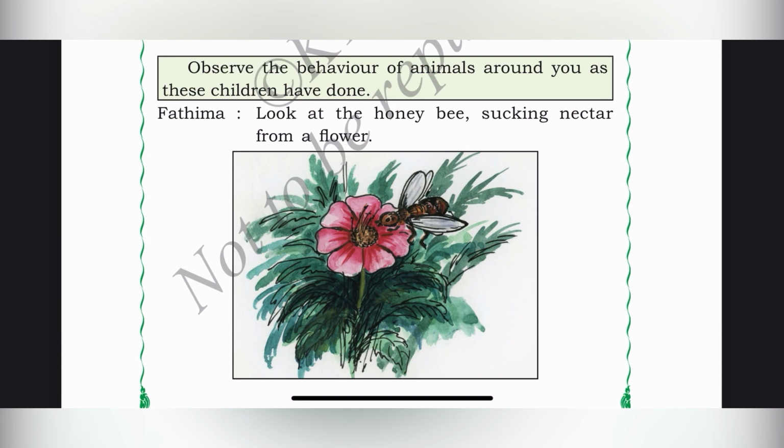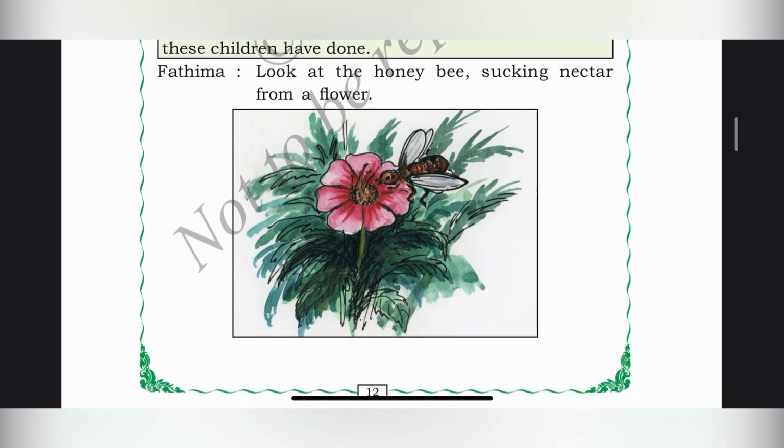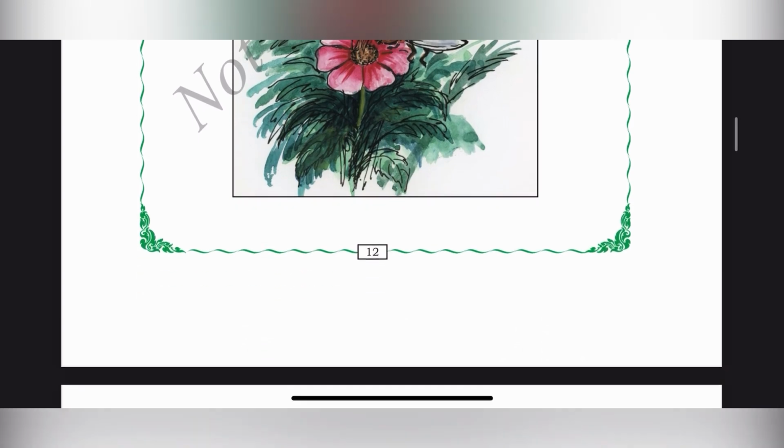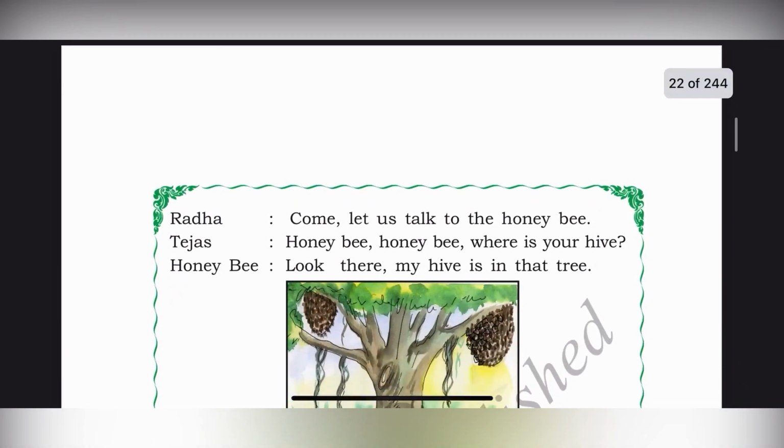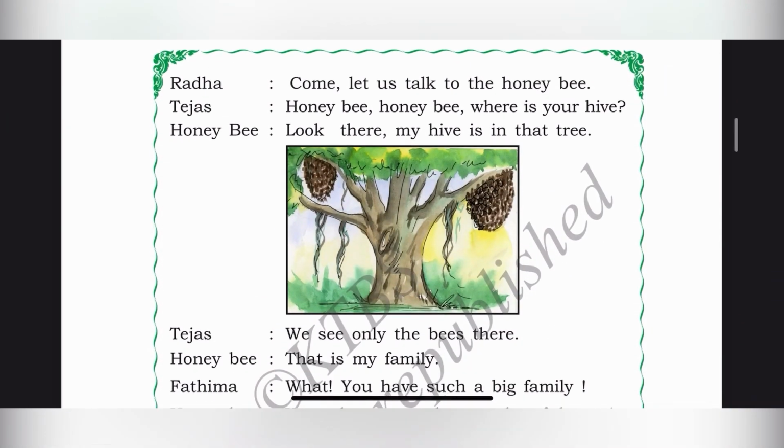Now the conversation continues. Fatima: Look at the honey bee sucking nectar from a flower. Children, nectar is nothing but the liquid which is sucked by the honey bee from a flower to build honey. Now Radha adds on to the conversation: Come, let us talk to the honeybee. Tejas: Honeybee, where is your hive? Honeybee: Look there, my hive is in that tree.